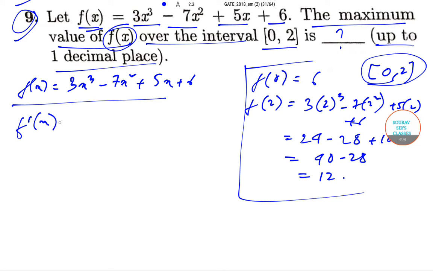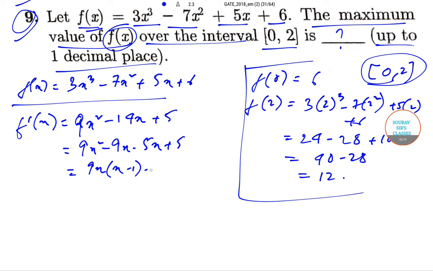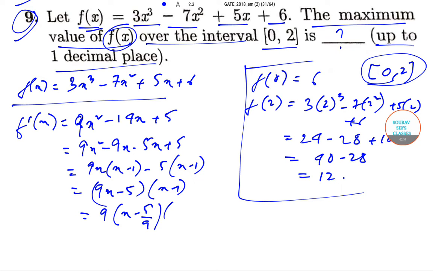Now f'(x) will give us 9x² − 14x + 5. So if we split it as 9x² − 9x − 5x + 5, and take 9x common, this gives x − 1, and taking 5 common, this also gives x − 1. So basically this comes down to (9x − 5)(x − 1). If we take 9 common, it is 9(x − 5/9)(x − 1). This is what we have got.